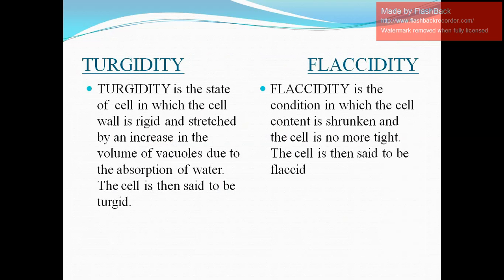Now we come to turgidity and flaccidity. Turgidity is the state of a cell in which the cell wall is rigid and stretched by an increase in the volume of vacuoles due to the absorption of water. The cell is then said to be turgid.